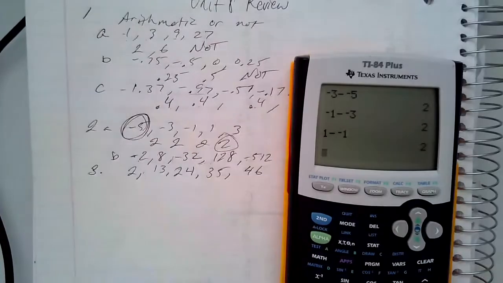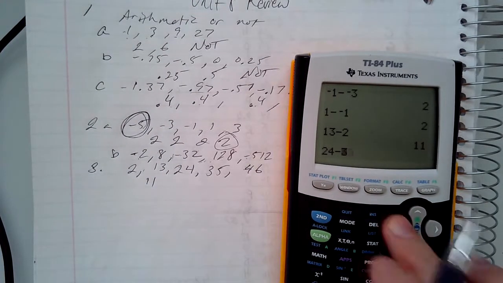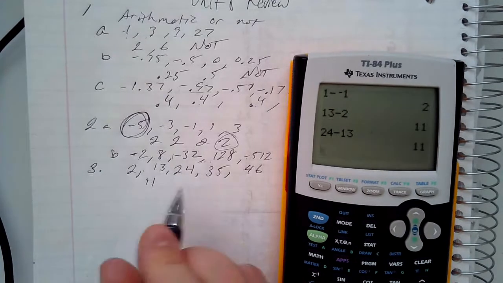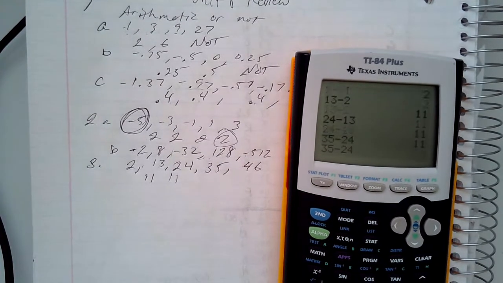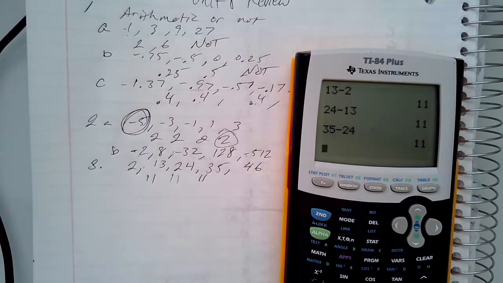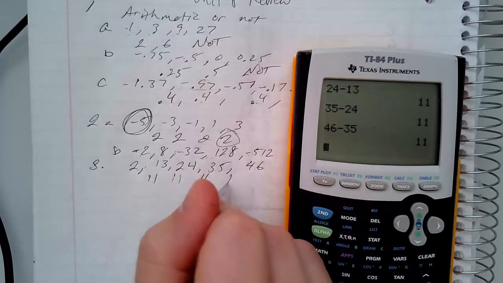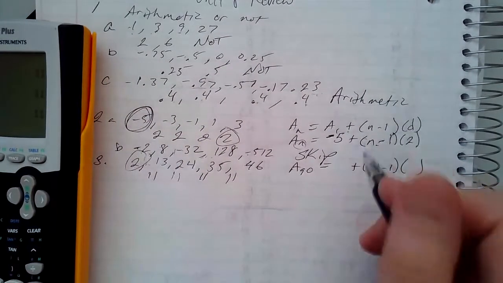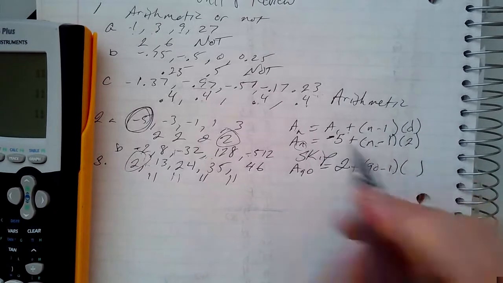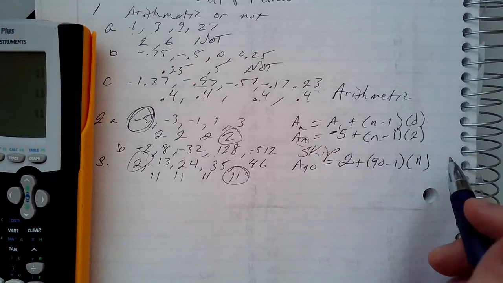So let's do that. 13 minus 2 gives us 11. 24 minus 13 gives us 11. 35 minus 24 is 11. And then 46 minus 35 is 11. So it is arithmetic. Our first term is 2. And our common difference is 11. So that would be our 90th term.